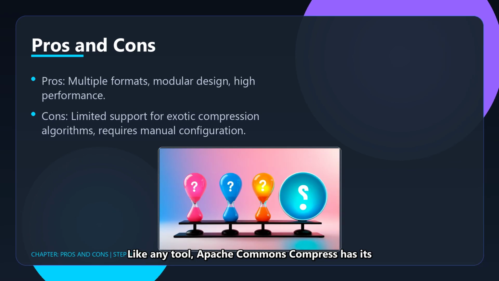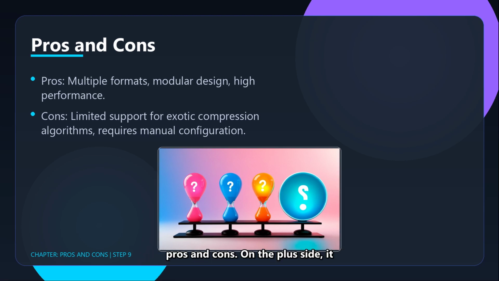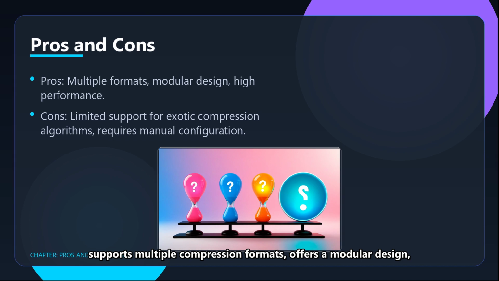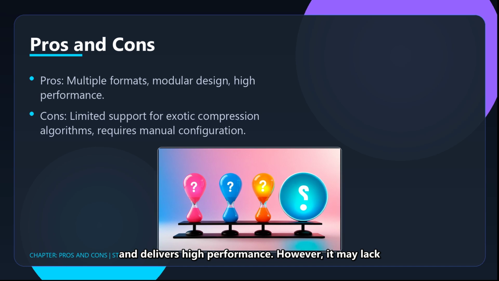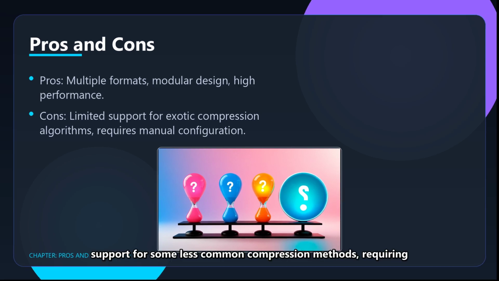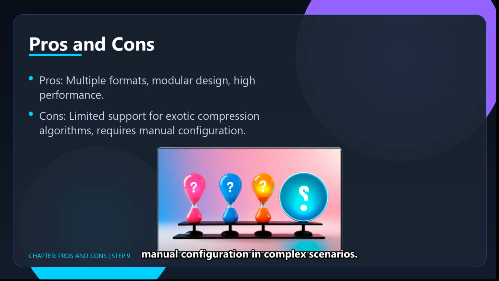Like any tool, Apache Commons Compress has its pros and cons. On the plus side, it supports multiple compression formats, offers a modular design, and delivers high performance. However, it may lack support for some less common compression methods, requiring manual configuration in complex scenarios.